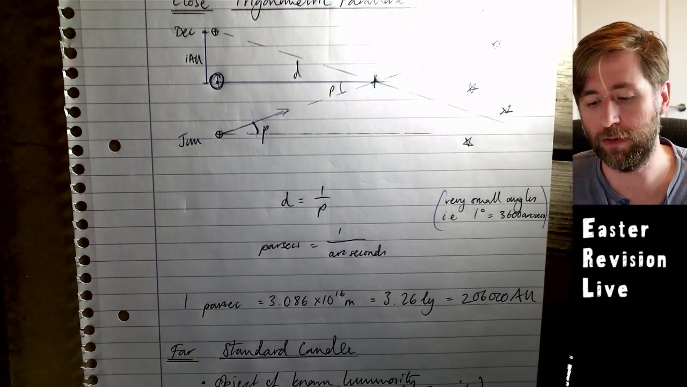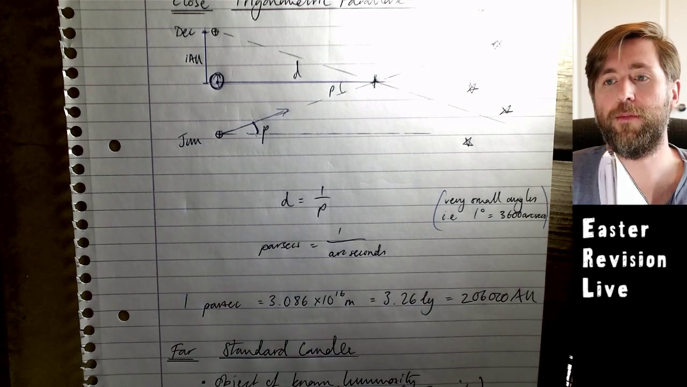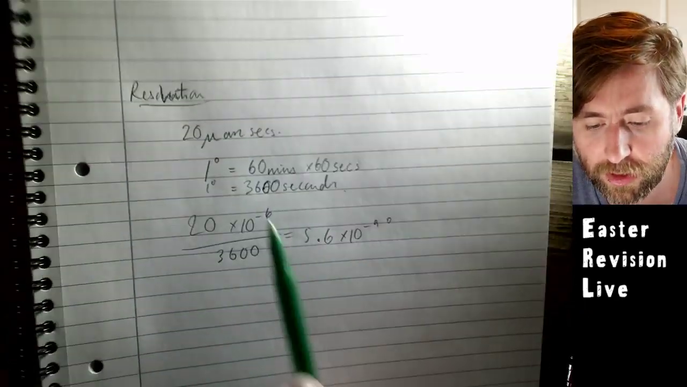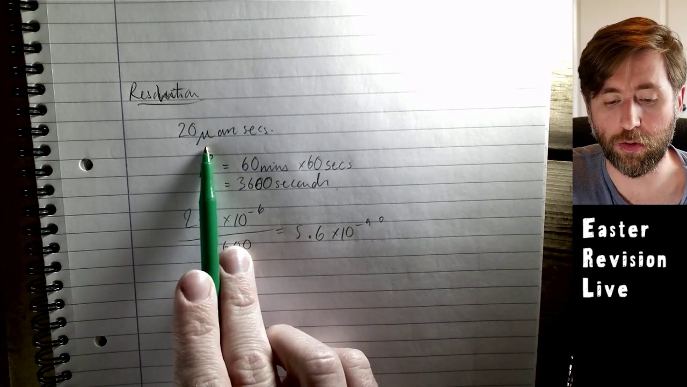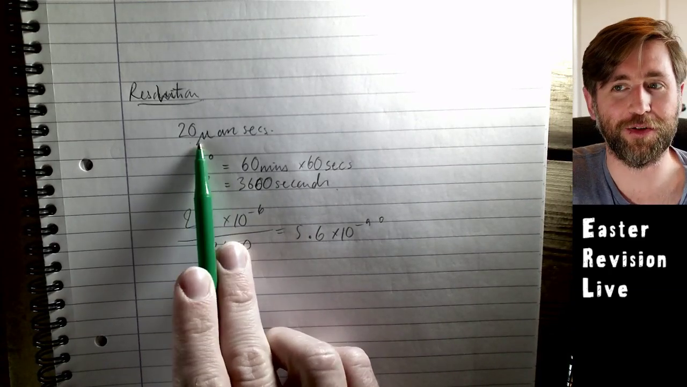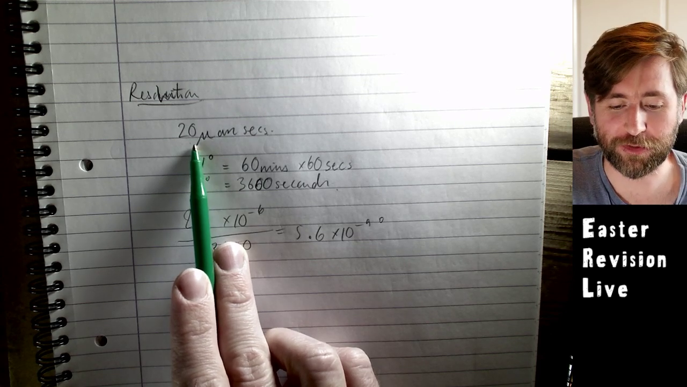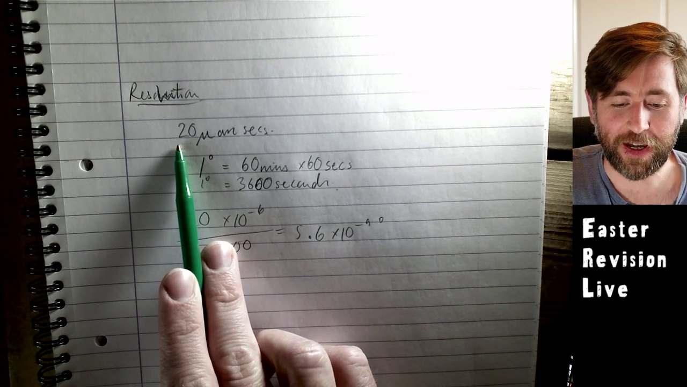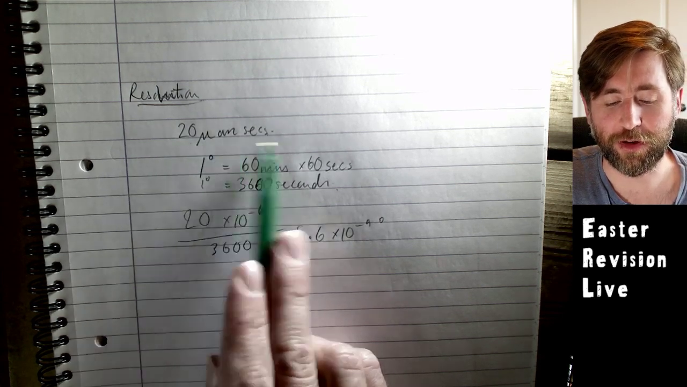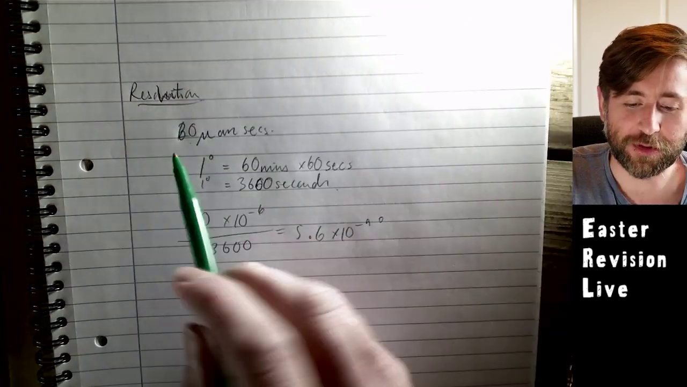60 micro arc seconds across, and if you work out that the resolution was 20 micro arc seconds, but the actual black hole is, if you like, only 3 pixels in that image. Because we're looking at the plasma around that black hole, but the actual black hole is 60 micro arc seconds across. So okay, I'll just do this with 60 then. So 60 micro arc seconds.